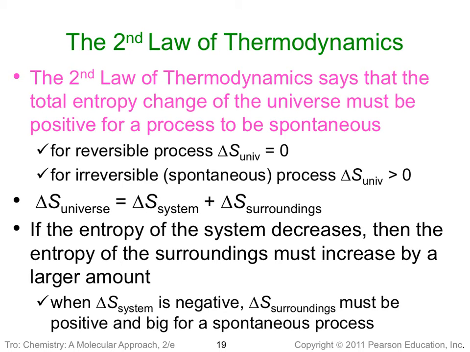So when the delta S of the system is negative, the delta S of the surroundings must be positive and big for a spontaneous reaction. So this is all leading up to combining things to figure out how we determine spontaneity and spontaneous reactions.